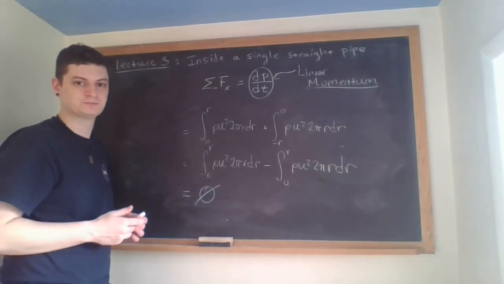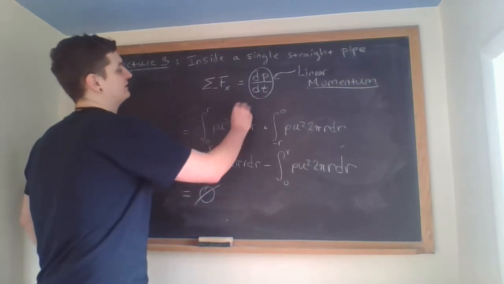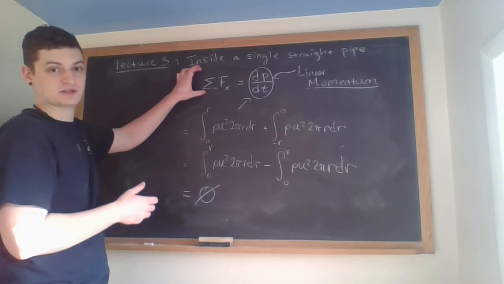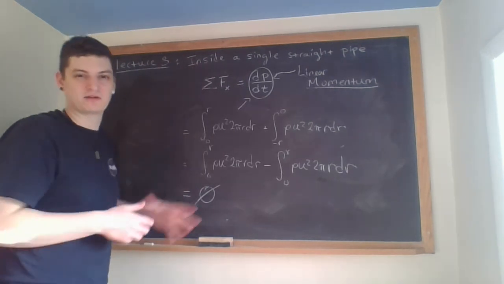0. All right, so that was just this side of our force balance for the control volume. Up next, we'll look at just the sum of the forces. This one's easier to understand, I think.